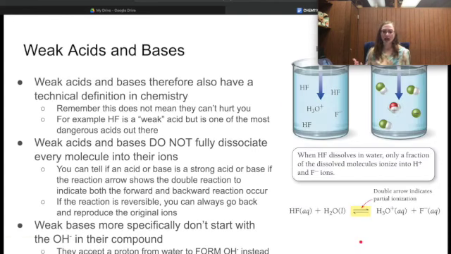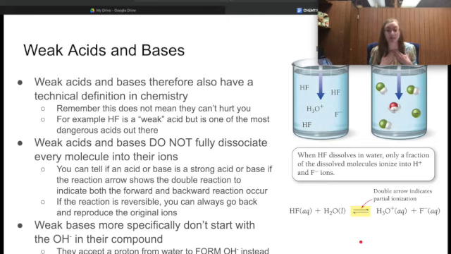So in contrast, what's different about a weak acid or base? Again, weak acids and bases also have this technical definition as well. So for example, hydrofluoric acid, HF, is a weak acid. So it's a weak acid in terms of that chemistry definition. We'll talk about why in a second. But it's really, really dangerous. It's super corrosive. It's not something we even usually like to work with as chemists because of how dangerous it is. Like it's a scary one to me.